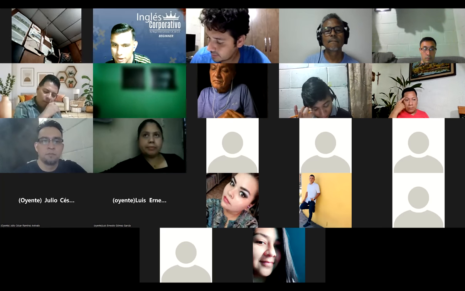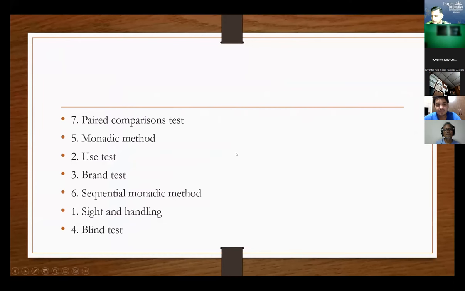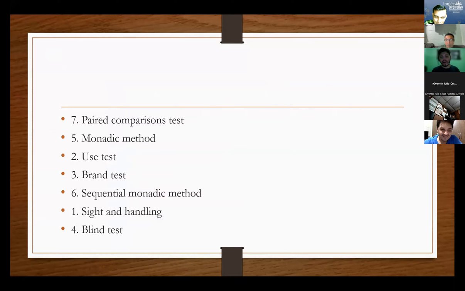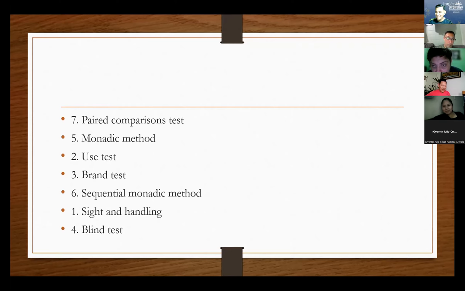Okay, here you have the order. These are the answers. Pair comparison test, monadic method, use test, brand test, sequential monadic method, sight and handling, blind test. Okay, how many did you get correct? All of them. Exactly. How many did you have incorrect? One? No, we have good. No one. We're doing great. Everything was good.